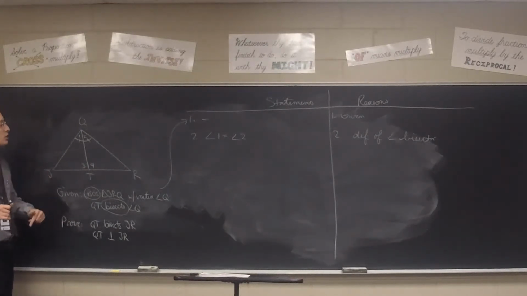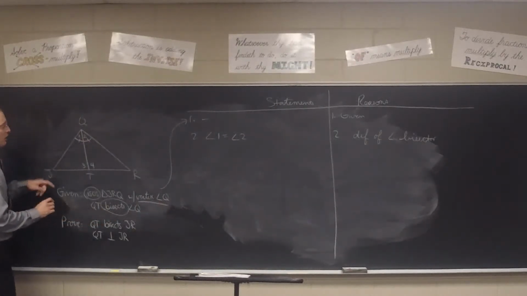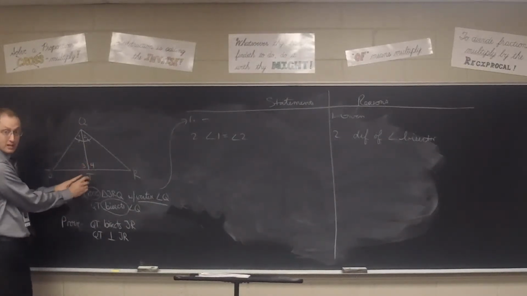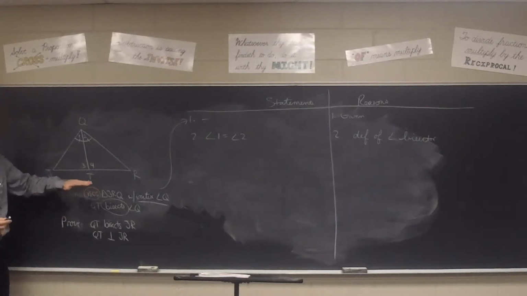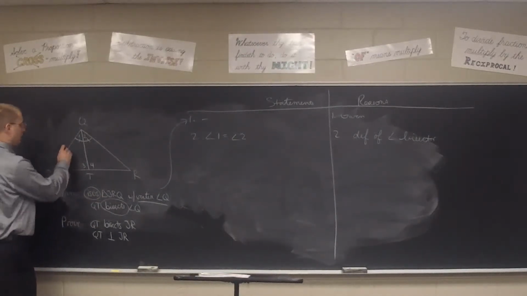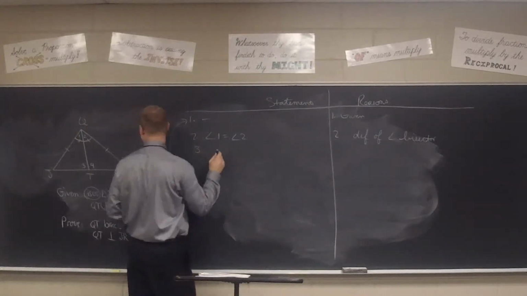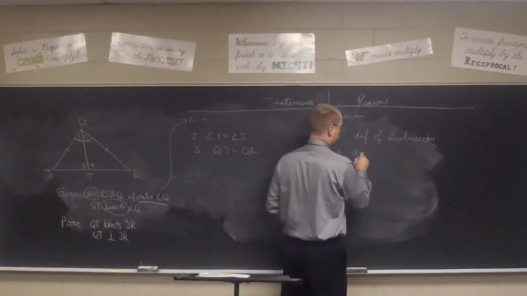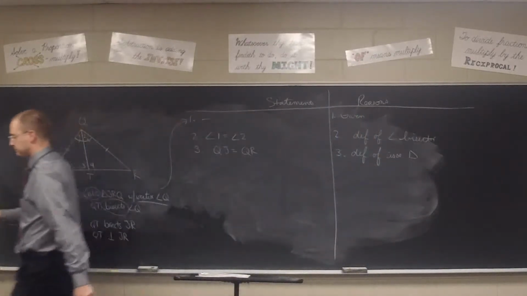And we said that the angle formed by the legs is called the vertex angle. Therefore, if this is the vertex angle, these must be the legs and this must be the base. So if these must be the legs, then which 2 sides in the isosceles triangle must be equal? QJ and QR. QJ and QR must be equal based on the definition of an isosceles triangle. QJ equals QR, definition of isosceles triangle.